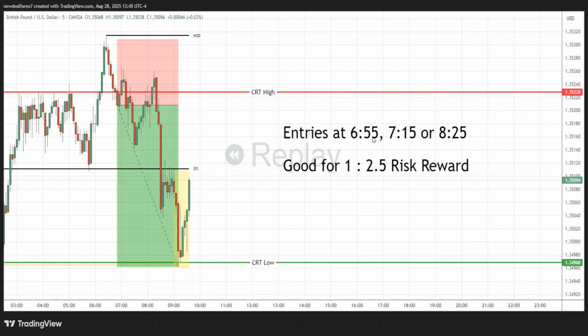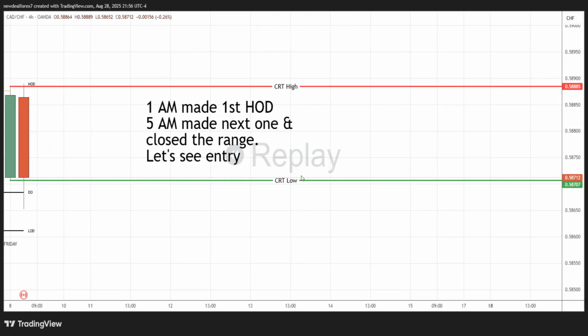You could have got in at 655, 715, or 825. This consolidation gave us plenty of time to see if we wanted to get in or not. And once again, we don't let this price action concern us because the high of the day still holds and it hits the opposite side of the range. This was good for 1 to 2.5 risk to reward. So not quite a 1 to 3, but anywhere from 1 to 2 to 1 to 3, you should be able to get that with some consistency.